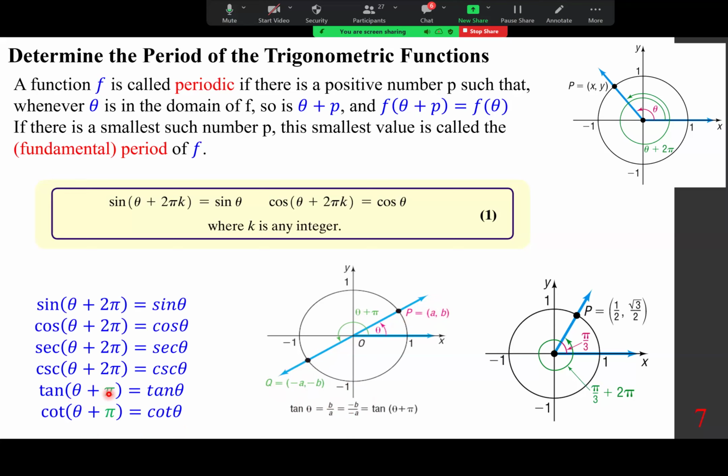So for example, tan of pi over 4 is 1. Tan of 5 pi over 4, which is pi plus pi over 4, is the same thing. So we want to pay attention to the period. The period is 2 pi for every trigonometric function except tangent and cotangent, which is pi. But by the way, if pi is a period, so is 2 pi. But remember the fundamental period, the smallest value.